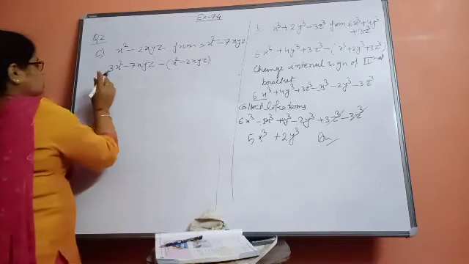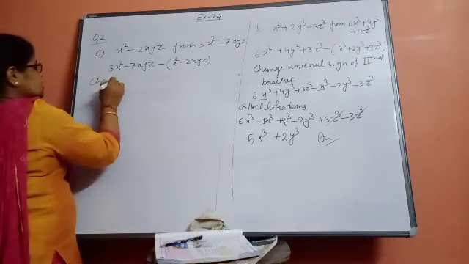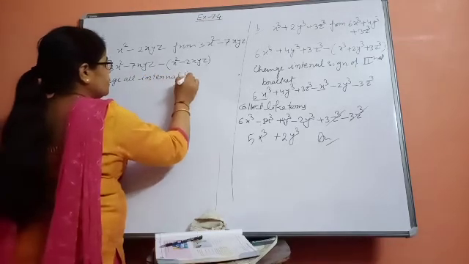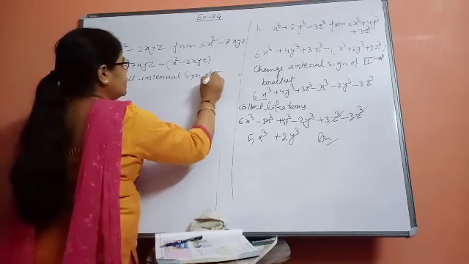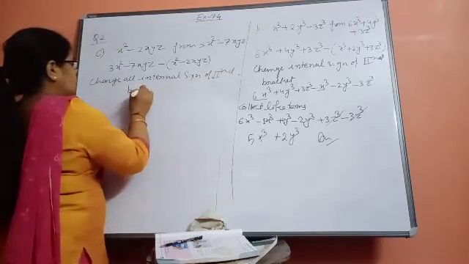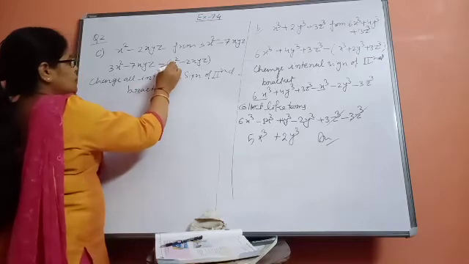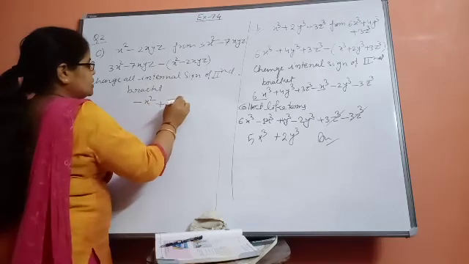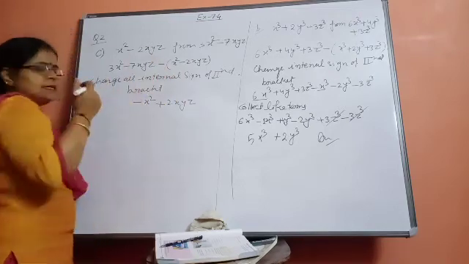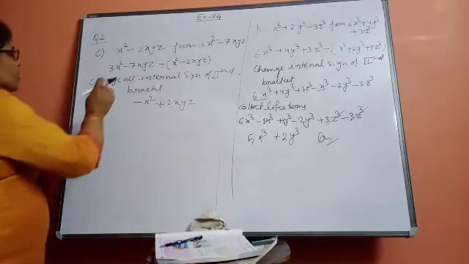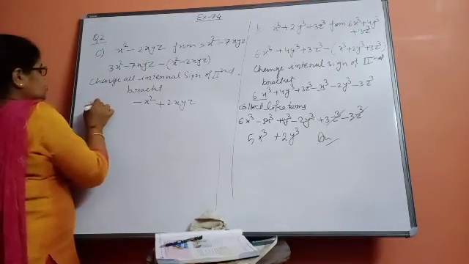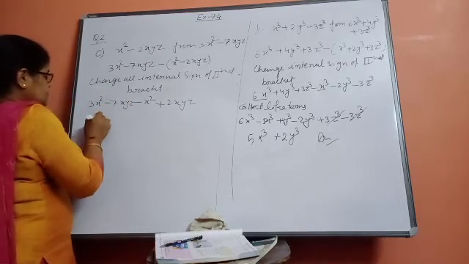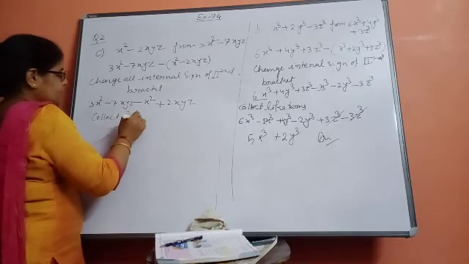Okay, now what will be the next step? Change all internal signs of the second bracket. Okay, change them now. This is plus x square, it will become minus x square. Minus 2xyz will become plus 2xyz. So the importance of this minus, there is no importance now. Write the first bracket as usual, 3x square and minus 7xyz. Okay, now collect like terms. Next step, collect like terms.